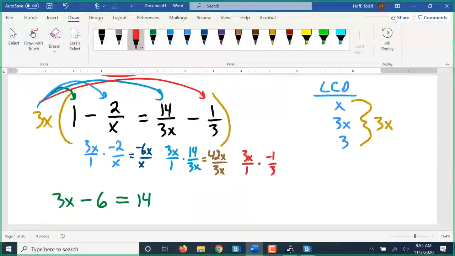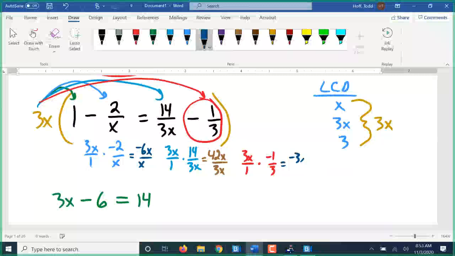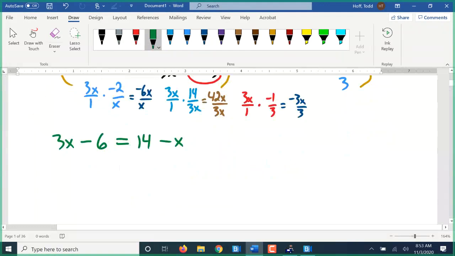Notice, by the way, that when it's a negative in front of the fraction, I put the negative with the numerator. So 3x times negative 1 is negative 3x. 1 times 3 is 3. Well, negative 3x over 3 is a negative x. And now I can solve this equation.